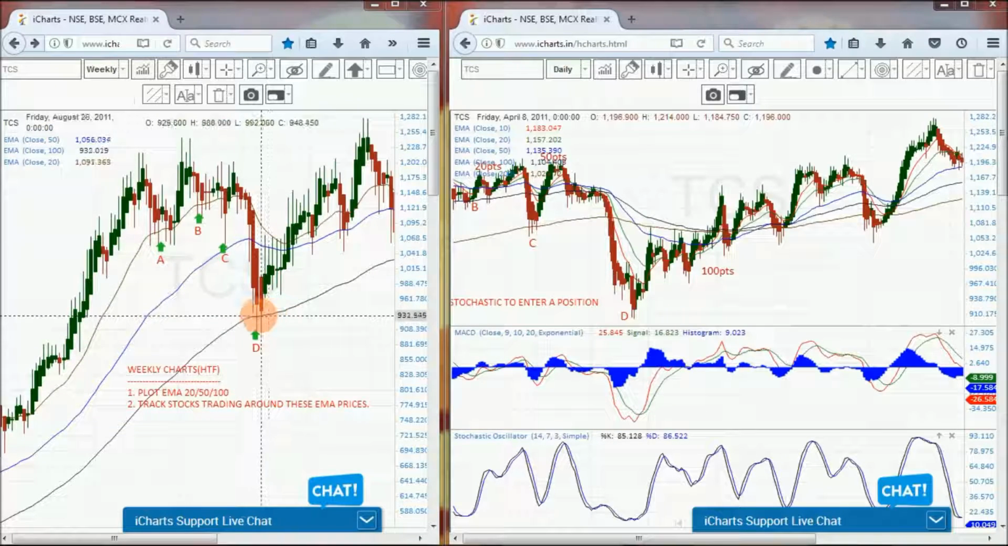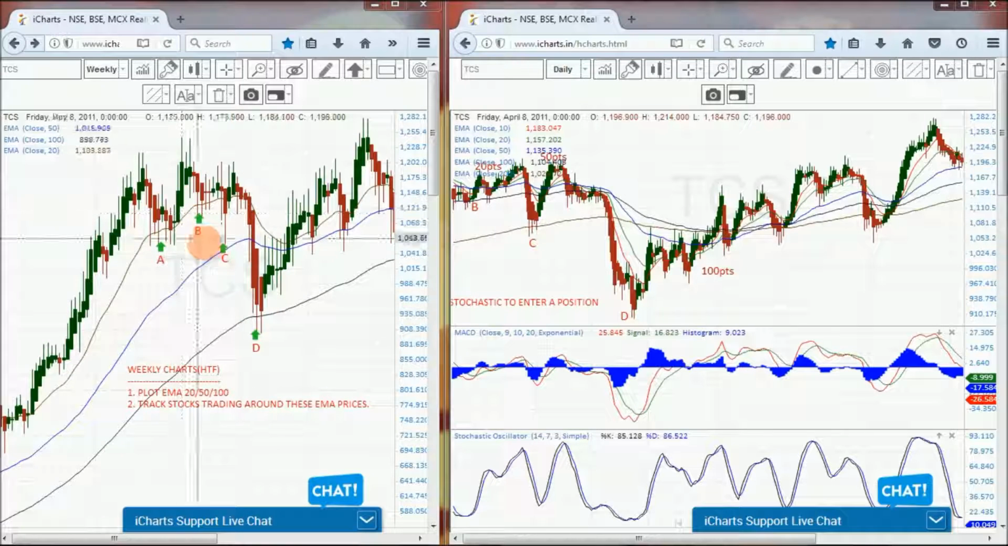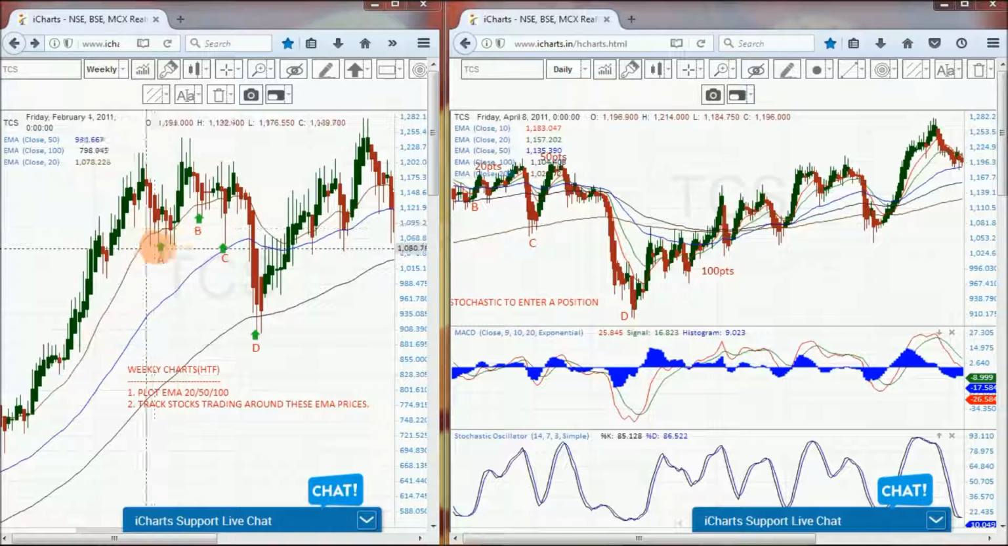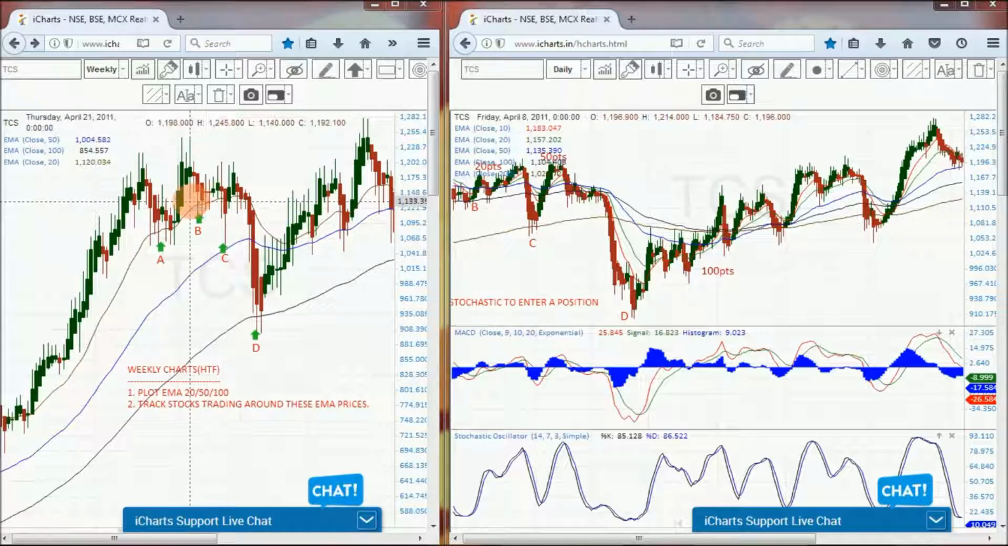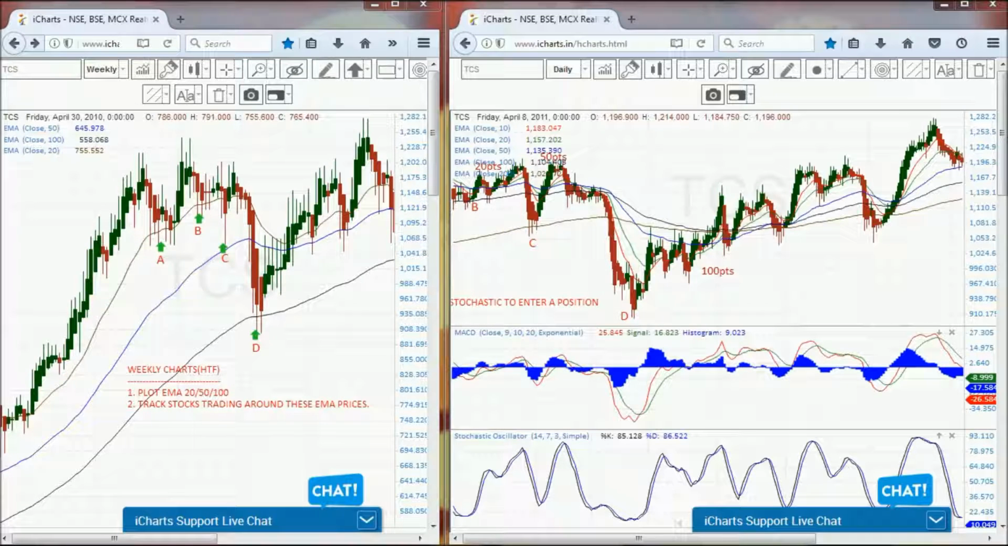So if you take point D, the 100 was pointing up. If you look at point C, the 50 period EMA was moving up, and at point A and B, the 20 period EMA was moving up. Okay, so you have to be careful of these things. You can make a watch list of around 20 or 30 stocks that you want to monitor on a weekly or daily or whatever, and be sure that all these EMAs are pointing up.